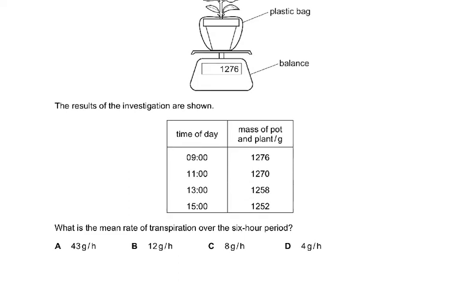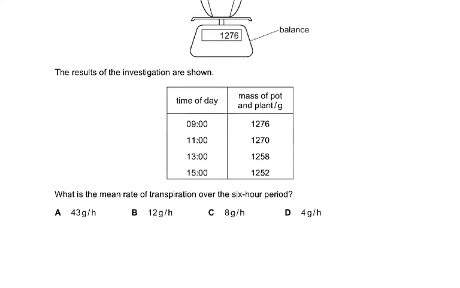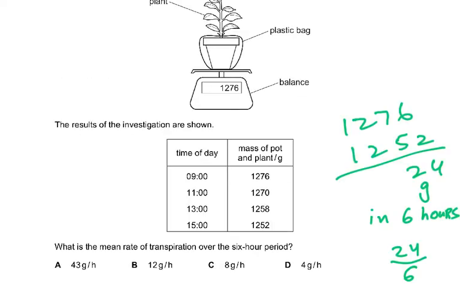What is the mean rate of transpiration over the 6 hour period? So how would you do that? 1276 minus 1252 is 24, divided by 6 hours. So the answer to this is B, 4 grams per hour.